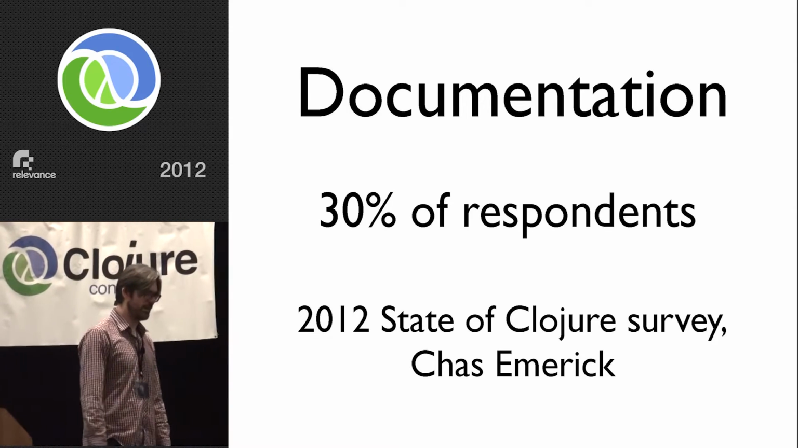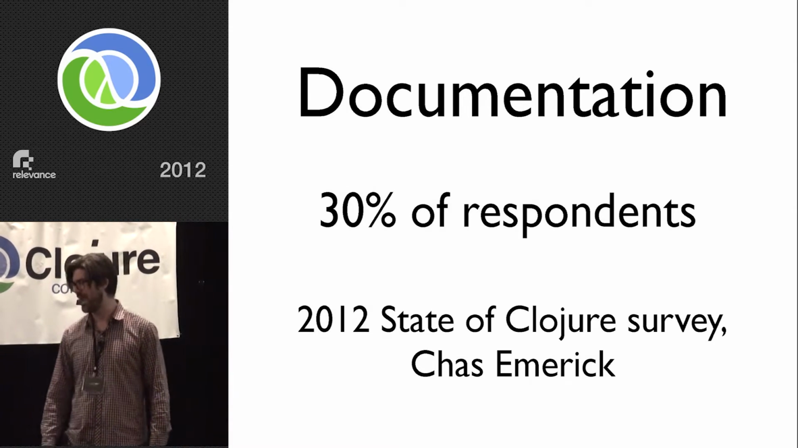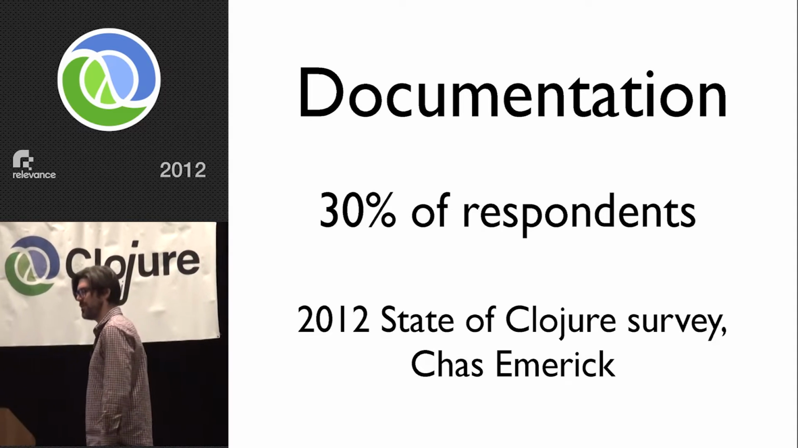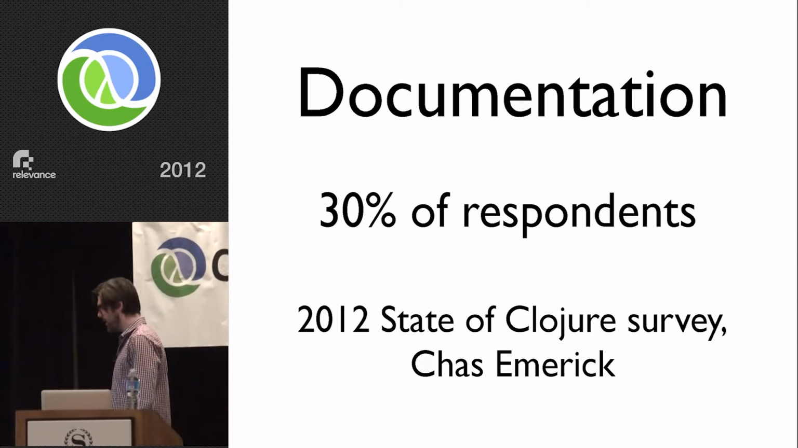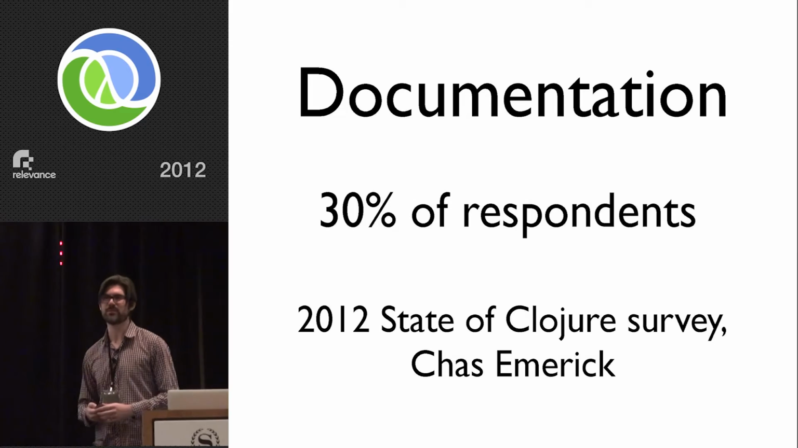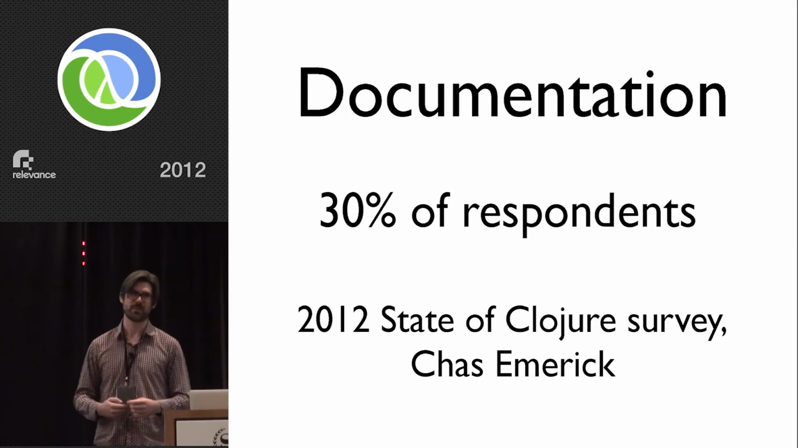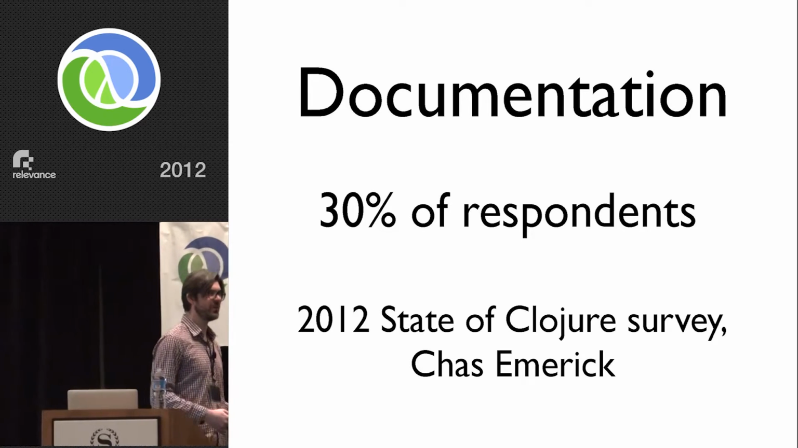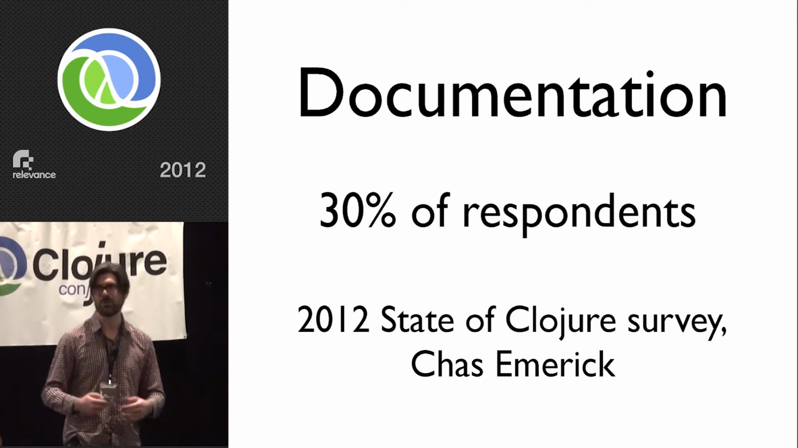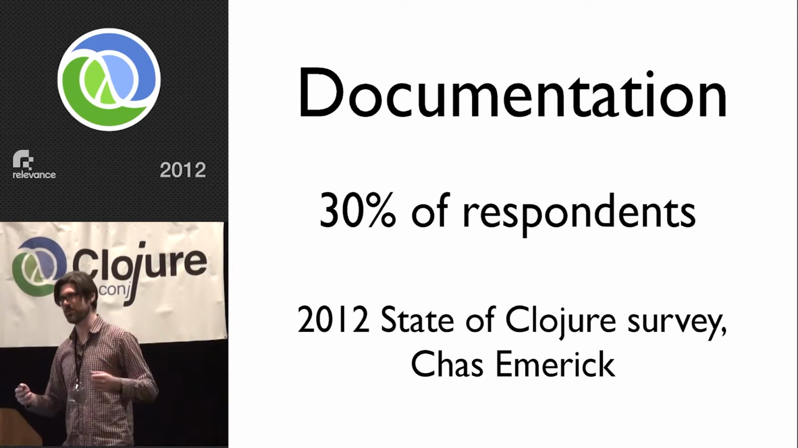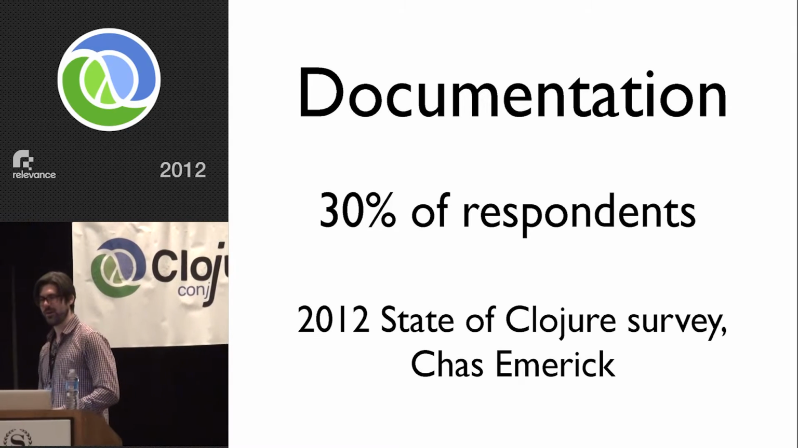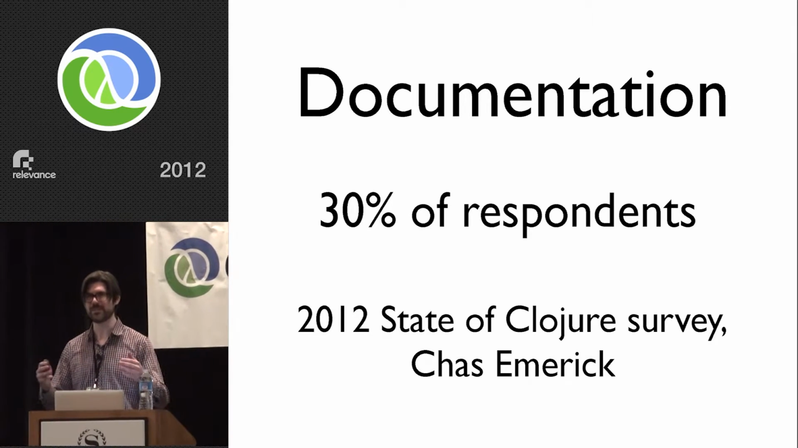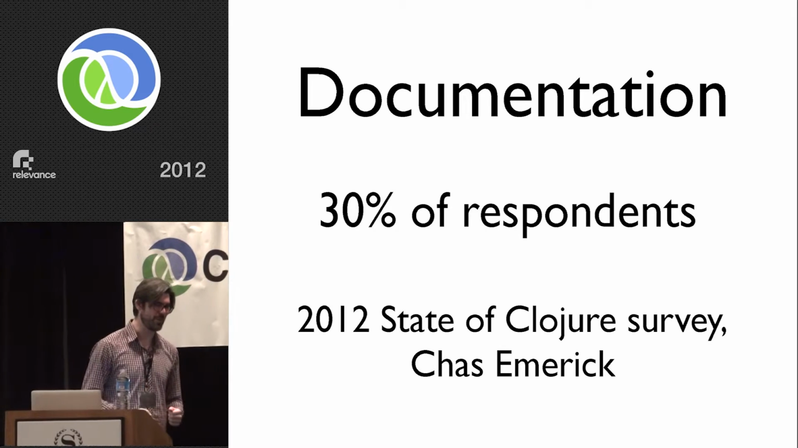I'm not just using my own opinion here. We have this 2012 State of Clojure survey from Chas Emerick, doing excellent work there. 30% of the people, the highest number of all the possible options, said lack of documentation was the biggest thing holding them back. Obviously we have a bunch of experts here, so maybe it's not as big of a problem now. Parentheses may still be a bigger problem for the people in this room.